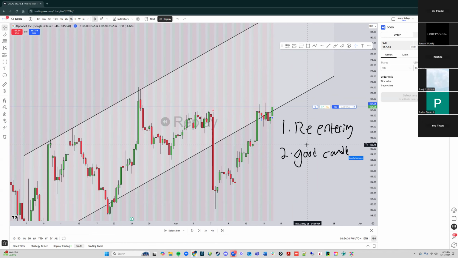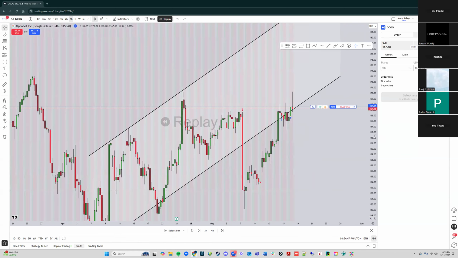Whoever said broke previous high, this is our previous high. It has not broken yet. Okay. So let's keep going. Let's see if he's right.